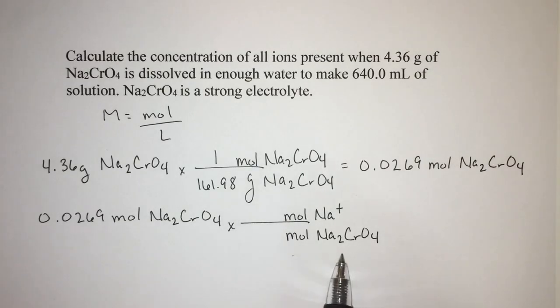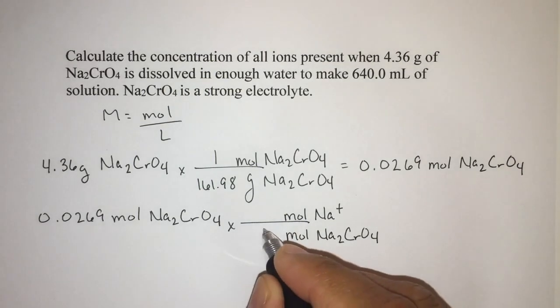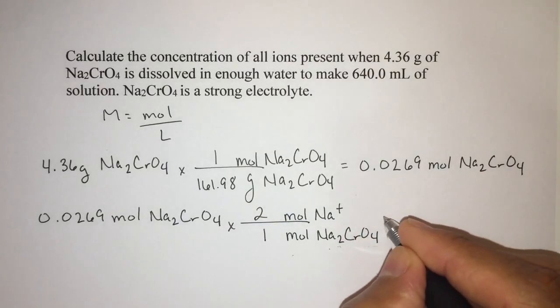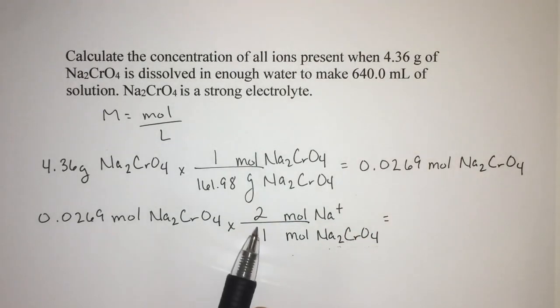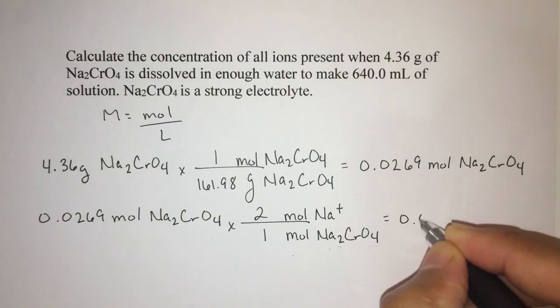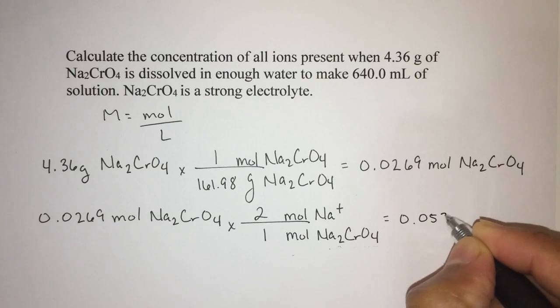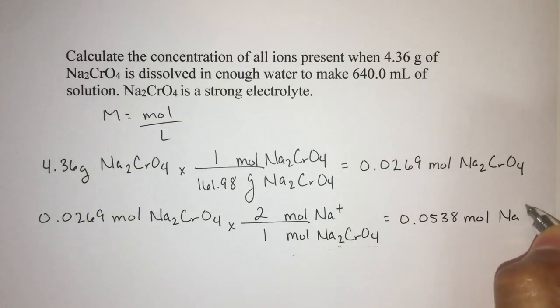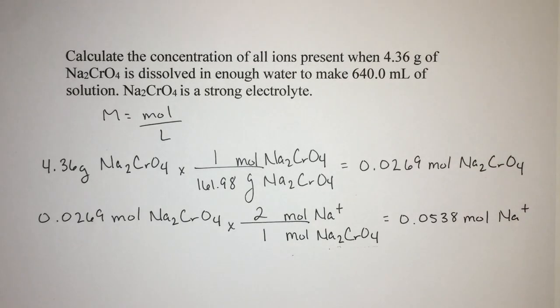Remember these mole-to-mole relationships. You've got the compound, and here we're studying what's inside the compound. So if you look at the compound, we'll notice that for every 1 mole of the compound, there are 2 times as much sodium. So we're going to double the moles of the compound. So now we have the moles of sodium.